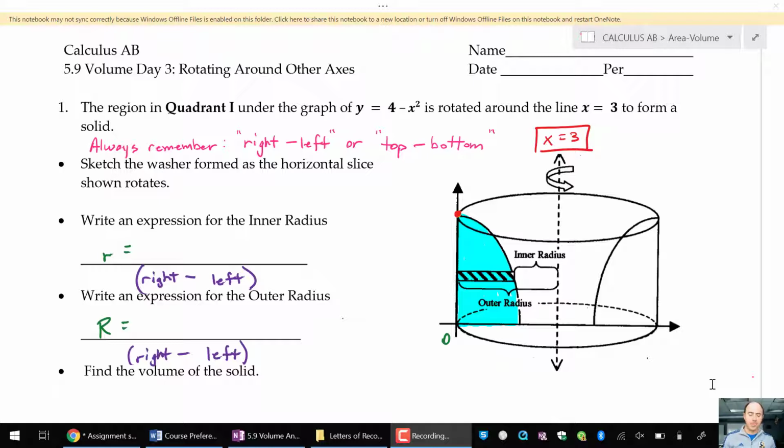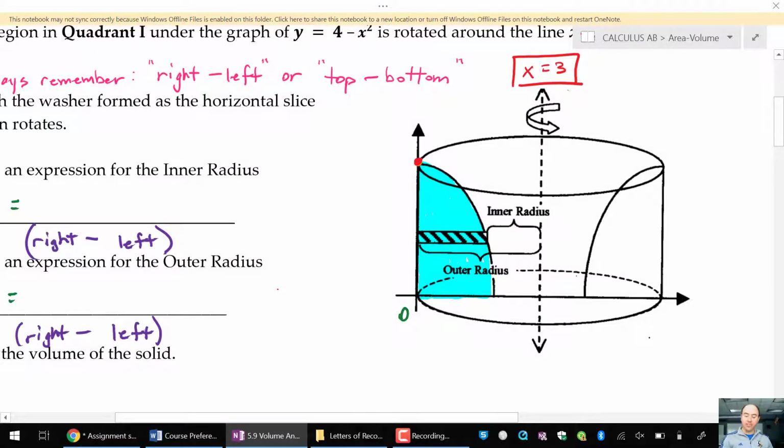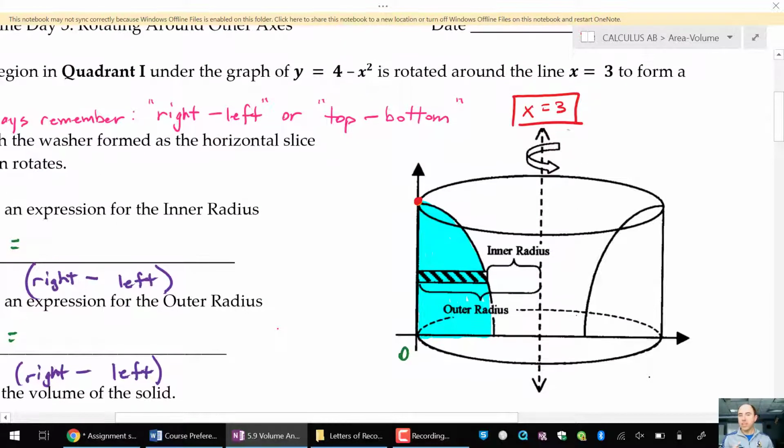So here's an example. We have a region in quadrant 1 that's underneath the graph of 4 minus x squared. And there's a picture here of that region. I colored in the region in blue, and it's going to be rotated around the vertical line x equals 3. So what I'd like you to do is label that vertical line x equals 3, kind of map that or sketch that out if you're making this graph on your own from scratch.